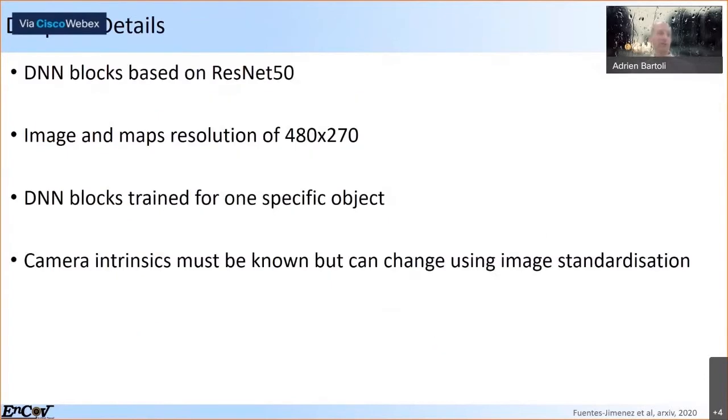So technically, we have a fixed image output. We have blocks based on the ResNet 50. And what's important is that this is trained for a specific object. So this works just for one object and is not object agnostic. So we have to train as many times as the number of objects we want to be able to process. However, a strong point that we improved on compared to previous work is that we can adapt to new camera intrinsics. So we don't have to train from images which were captured with the same intrinsics as for the camera which is used at runtime.